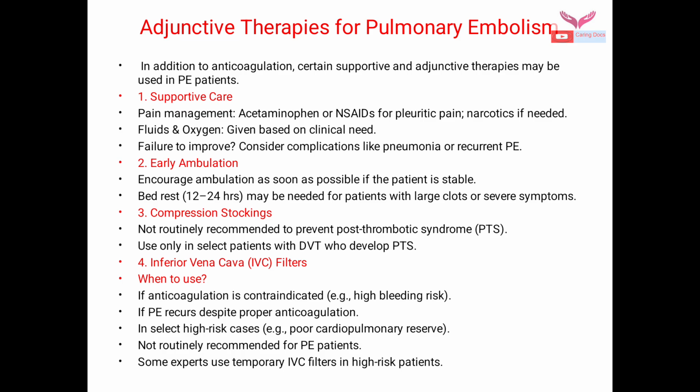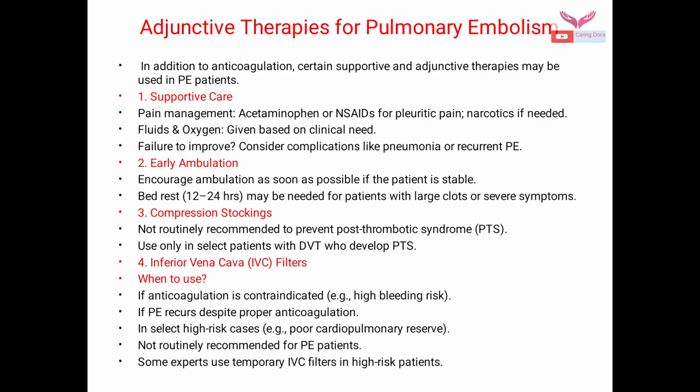Adjunct therapy for pulmonary embolism. In addition to anticoagulation, certain supportive and adjunctive therapies may be used in pulmonary embolism patient. Supportive care like pain management. For pain management, we give acetaminophen, non-steroidal anti-inflammatory drugs for pleuritic pain, narcotics if needed, fluid and oxygen given based on clinical need. If there is failure to improve, we should consider the complication like pneumonia or recurrent pulmonary embolism.